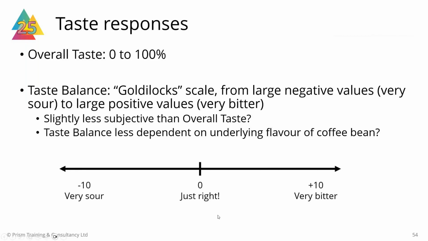If the coffee tastes just right, if the extraction is right on the money, then I would give the taste balance score a value of 0. If it's very sour, I'll give it a high negative value. If it's very bitter, I'll give it a high positive value. And I thought this might move me slightly away from the actual taste of the coffee bean itself. All I'm trying to assess here is, have I extracted this particular coffee about right or not?